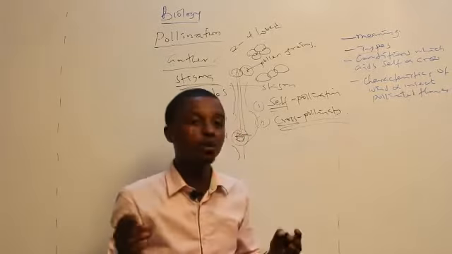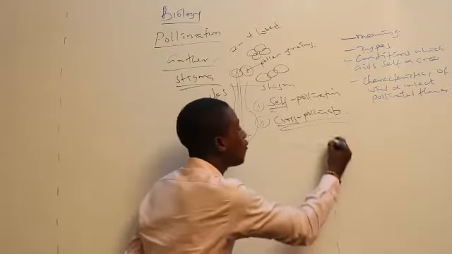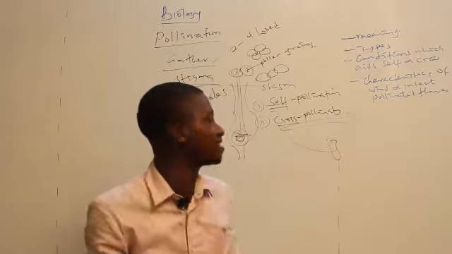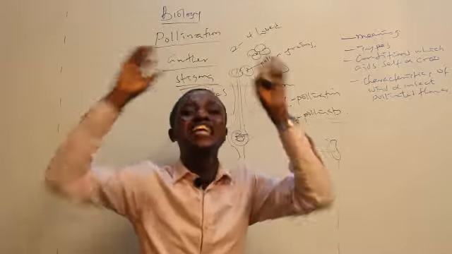Cross-pollination. They don't have it all. So basically they need help. They call for a helper. They need a housemaid, as the case may be. But for self, they have all it takes to survive.